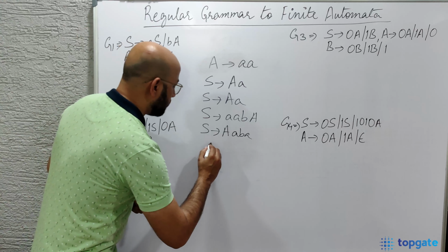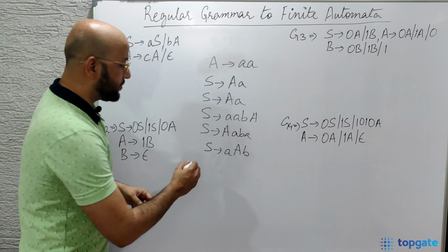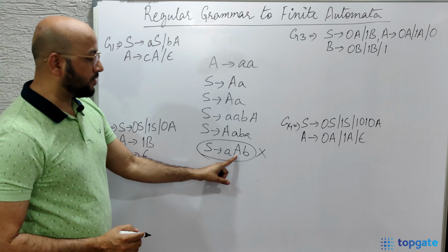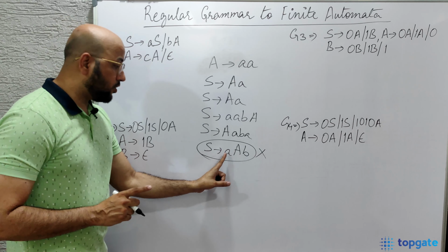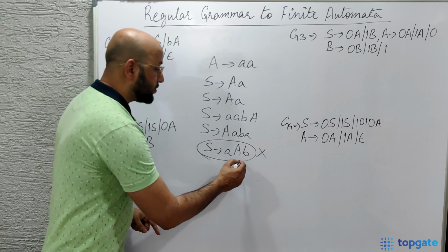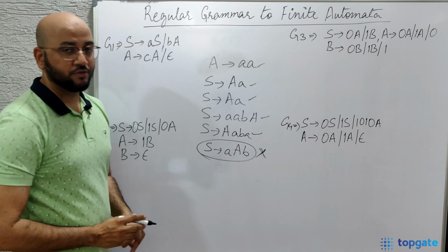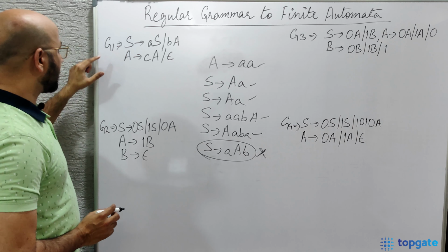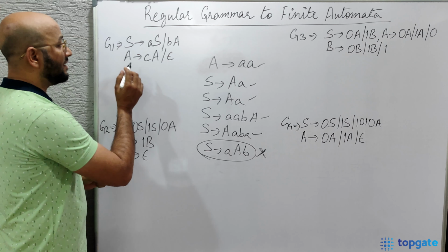But if you have production rules such as S tends to aAb, now this is not a regular grammar. Why? Because here we have a single variable on the right hand side, but this variable is appearing neither in the extreme left position nor in the extreme right position. Therefore, this is not a regular grammar, and all these others are regular grammars. Clear? If you see here, we have taken 4 different grammars, G1, G2, G3 and G4, and all of these grammars are regular grammars.